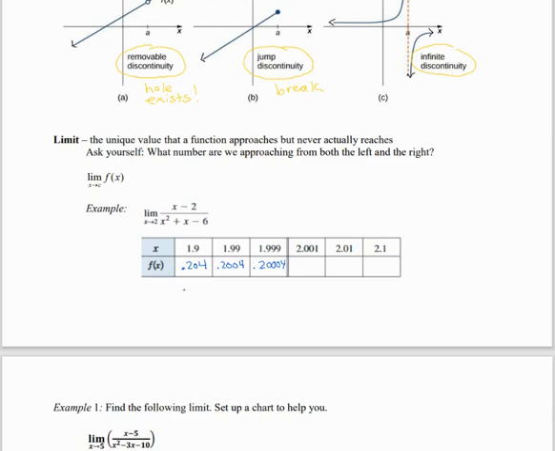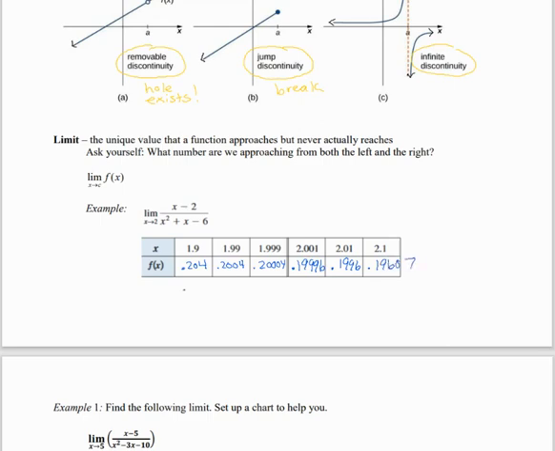Now let's do the same thing. Let's approach the values on the right-hand side of 2, so that would be a little past 2. At 2.001, I get 0.19996. At 2.01, I get 0.1996. And then at 2.1, I get 0.19607.